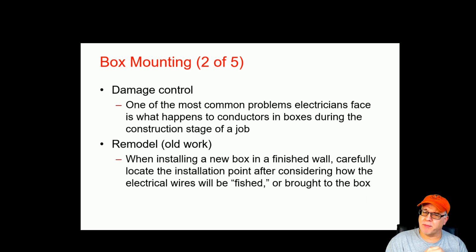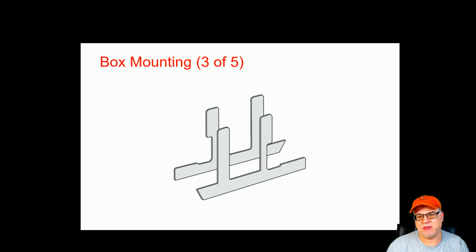Remodeling old work boxes. When installing new boxes in a finished wall, carefully locate the installation point after considering how the electrical wires will be fished or brought to the actual box itself. You might even have to use brackets that might hold an old work box into the wall. Basically the brackets go in the box, and then you have the little wings that wrap around it in order to hold it in place so it can't pull back out of the actual wall. And the brackets tend to look like this. And we'll cover all of this in the program.